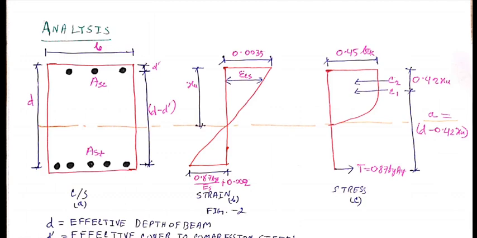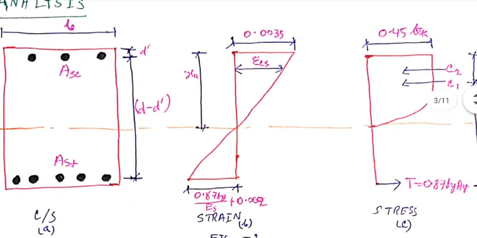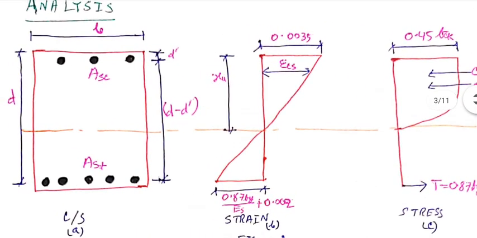Now on the right side you can see here is a demarcation, and it is written that d dashed. D dashed means the effective cover to compression steel. Okay, here is d dashed, effective cover to compression steel. So the rest amount is d minus d dashed.